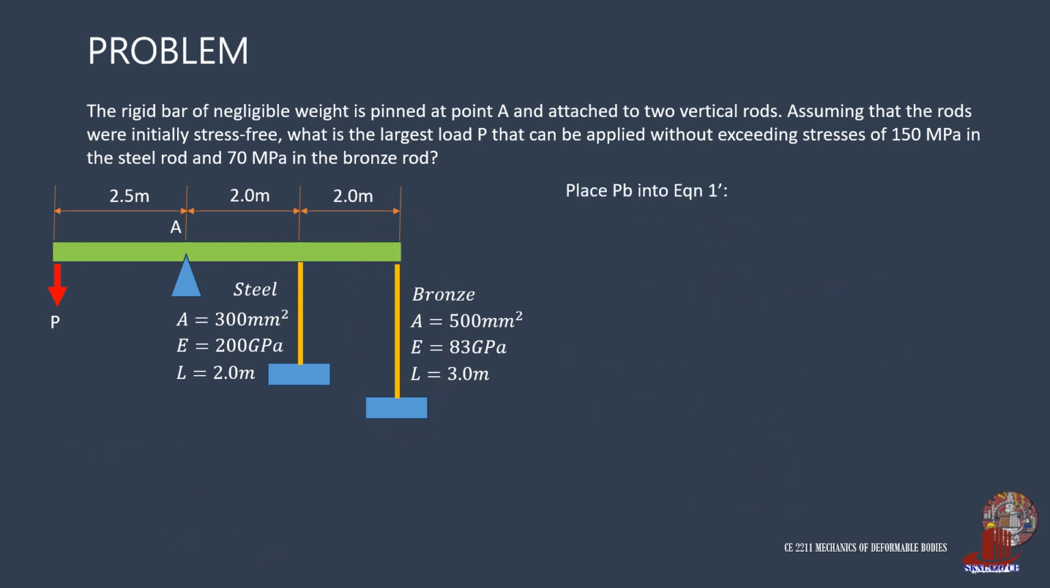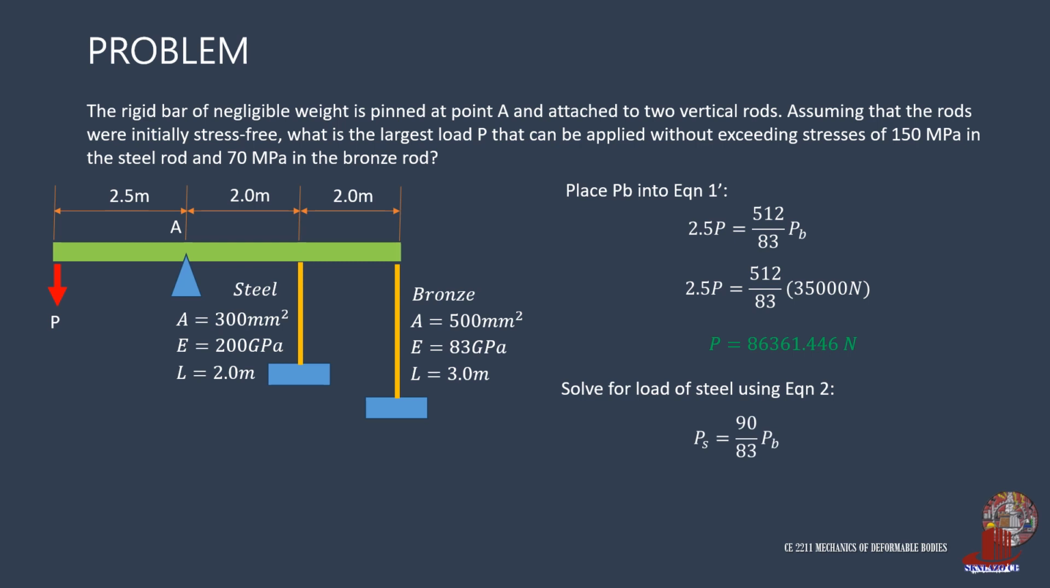Now plug P of bronze into equation 1 prime and get 2.5P as equal to 512 over 83 of 35,000 newtons. The total load is then taken as 86,361.446 newtons.